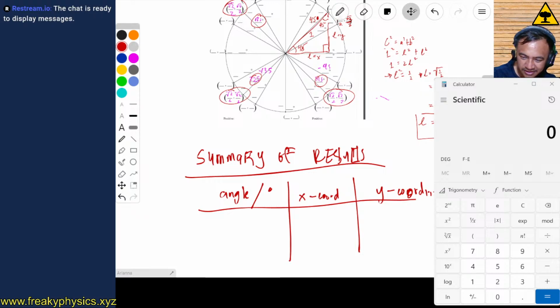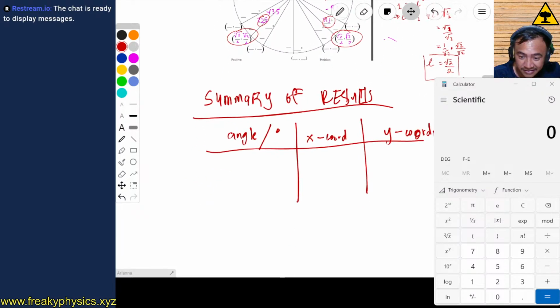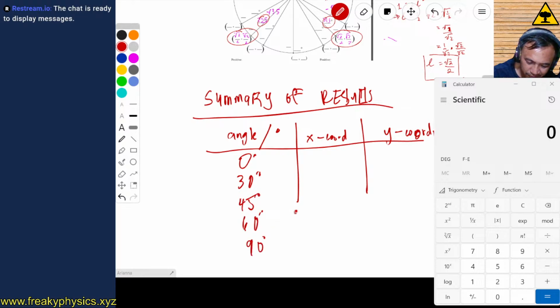Okay, I'm just gonna do the 30, 60, and 0. I'll include 0, okay? 0 degrees, 30 degrees, 45, 60, and 90. The rest, again, will just follow according to what we just did, right? Because it's kind of like that, just repeated. Yeah, exactly. So the x coordinate of 0 degrees is, let's just start with 1, right?